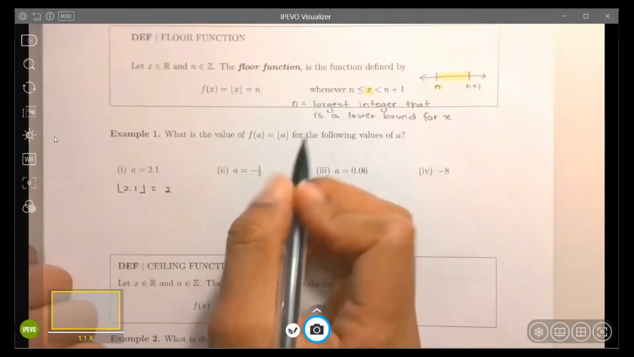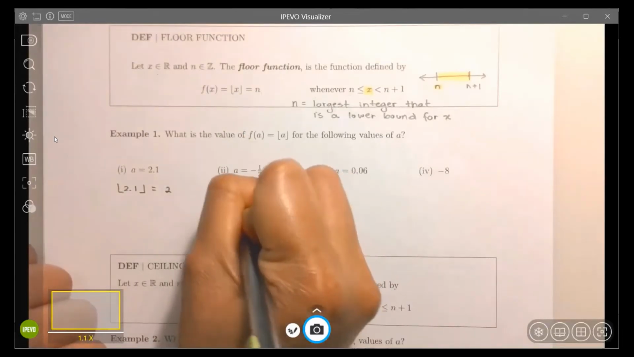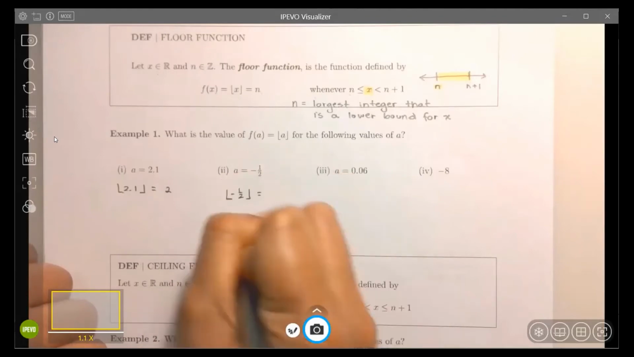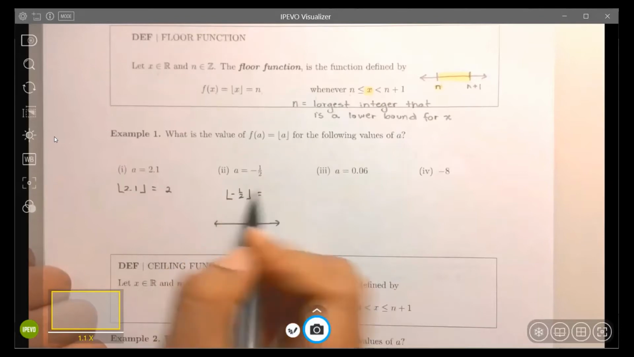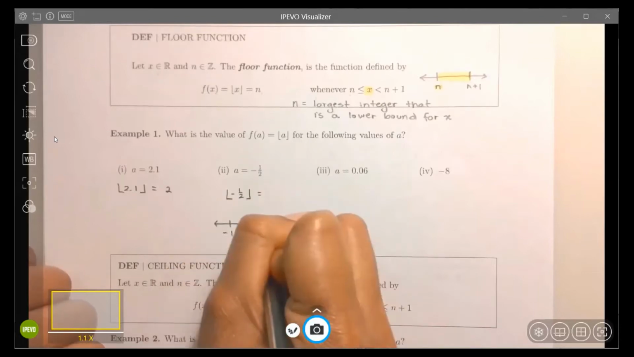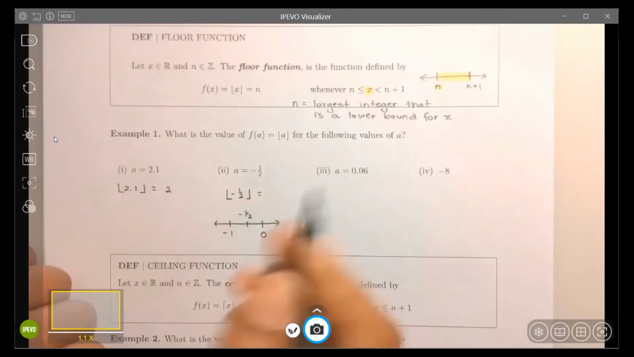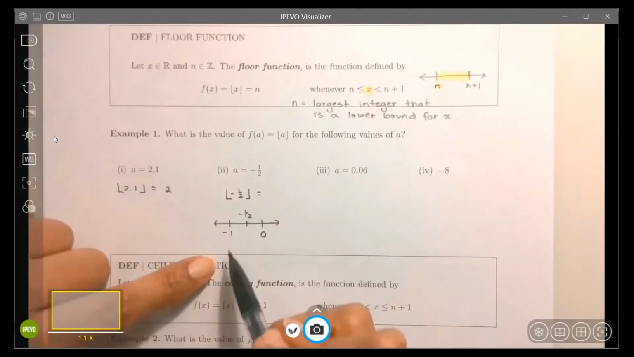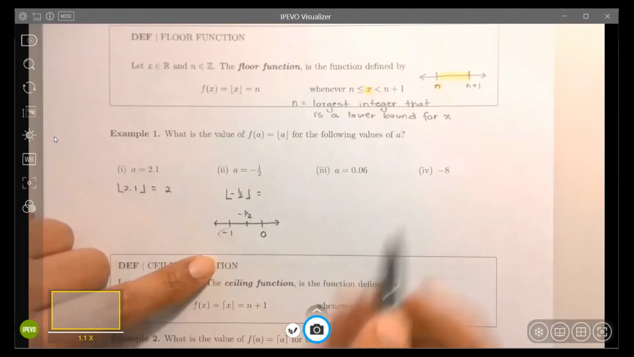Okay, what about the floor of -1/2? If we think about between what two integers -1/2 is found, well, it's found between -1 and 0. This is -1/2 right there. So the largest integer that is a lower bound for -1/2 would be -1.